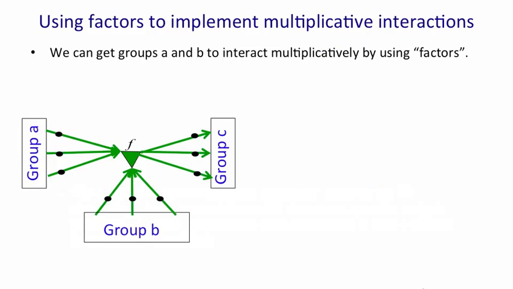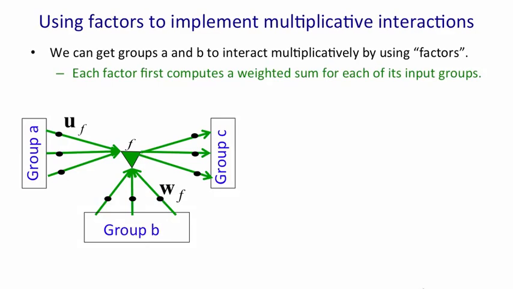So here's how we're going to do it. We're going to have things called factors, and they're going to be denoted by this little triangle with an F above it. What that factor means is that group A and group B interact multiplicatively to provide input to group C.